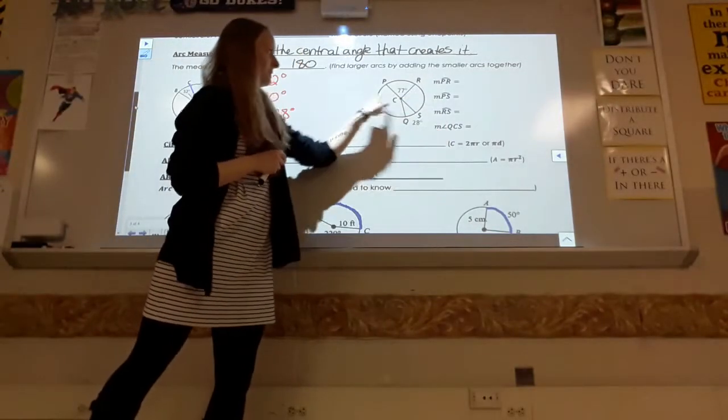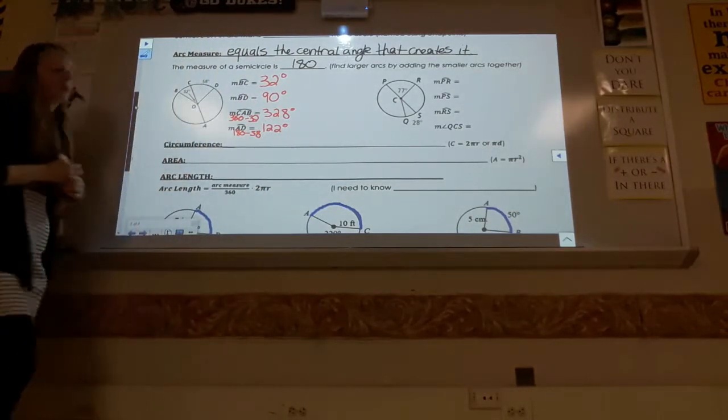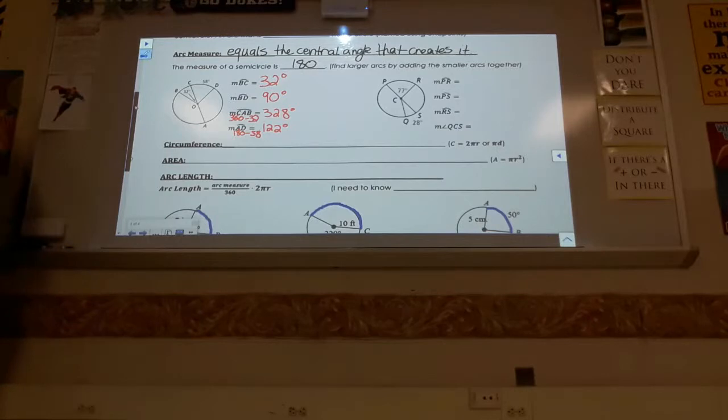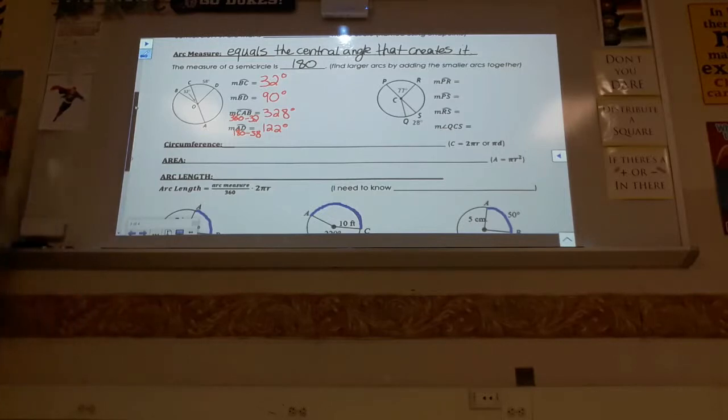All four of those based on this picture. See if you can figure out those four. Write them down, and then we'll check your answers.